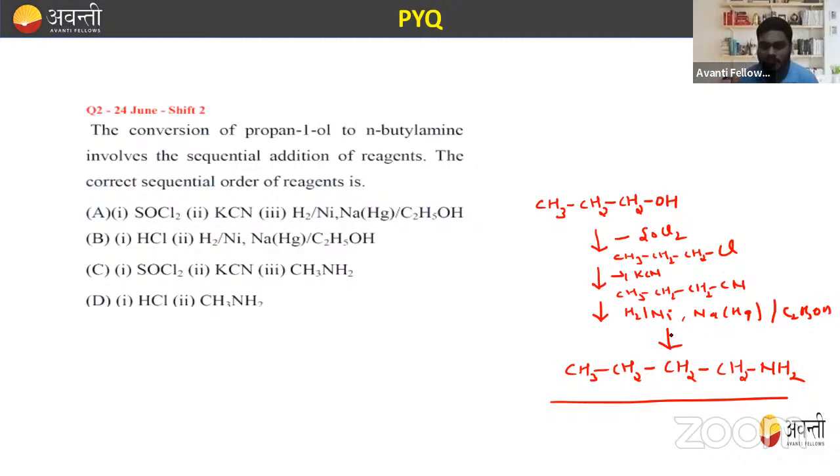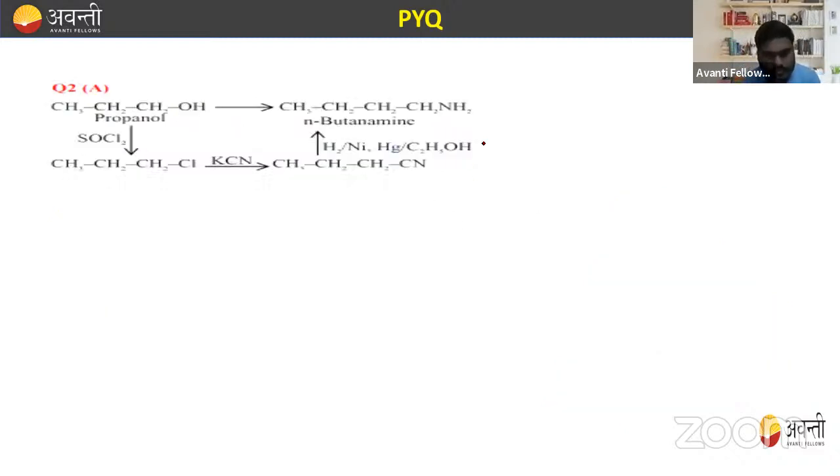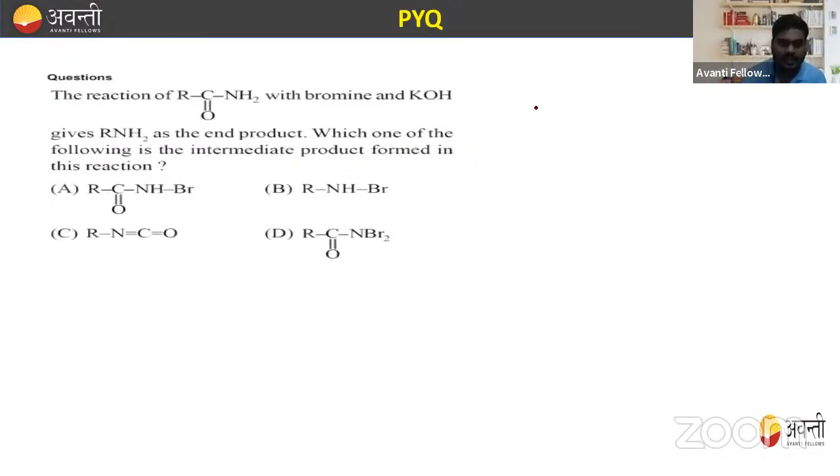So which one is the correct option for this question? Option A. First of all, it will be treated with SOCl2. After this, it will be treated with KCN, and later with a reducing agent, as in the Mendius reaction. By this, we can convert propanol into n-butylamine. I hope it is clear. It's a very simple question. So the correct answer is A.